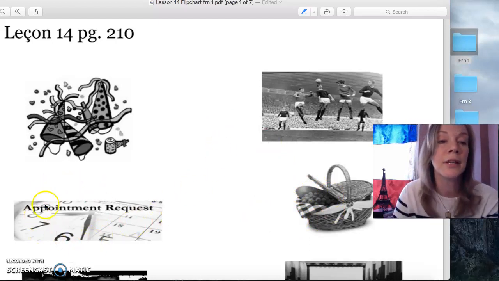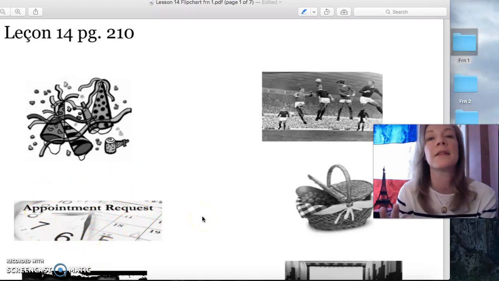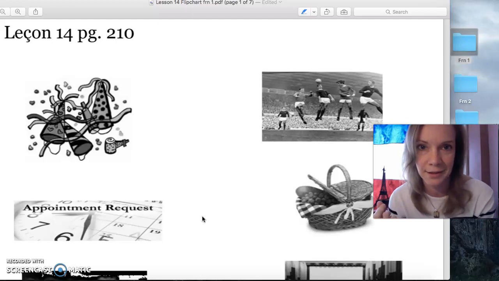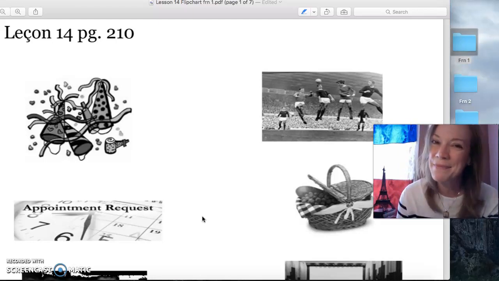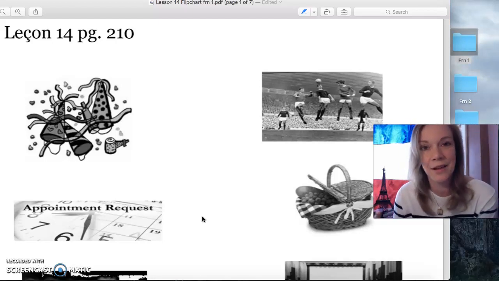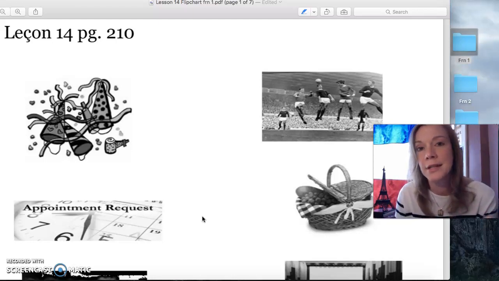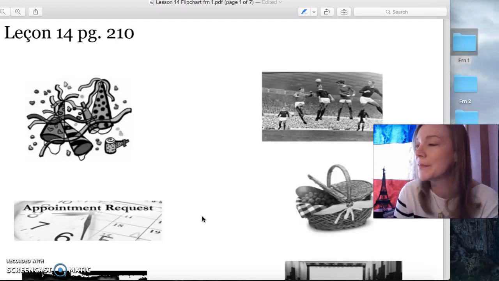I have this over here because a rendez-vous, we sometimes think of it in terms of, oh, ho, ho, ho, rendez-vous, like a hot date. But it doesn't always mean a date. It can also just mean an appointment or a meeting. So the word rendez-vous is used in a pretty generic way in French.